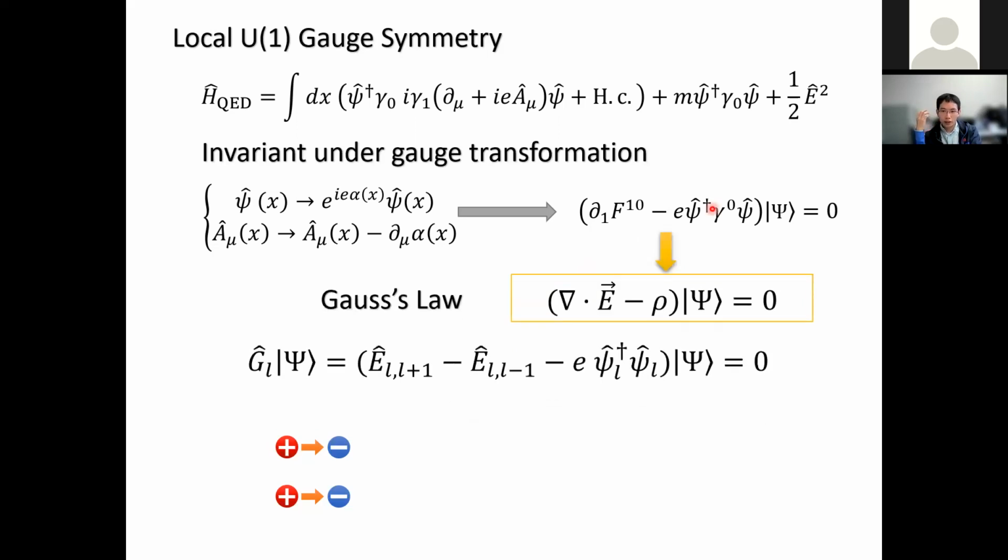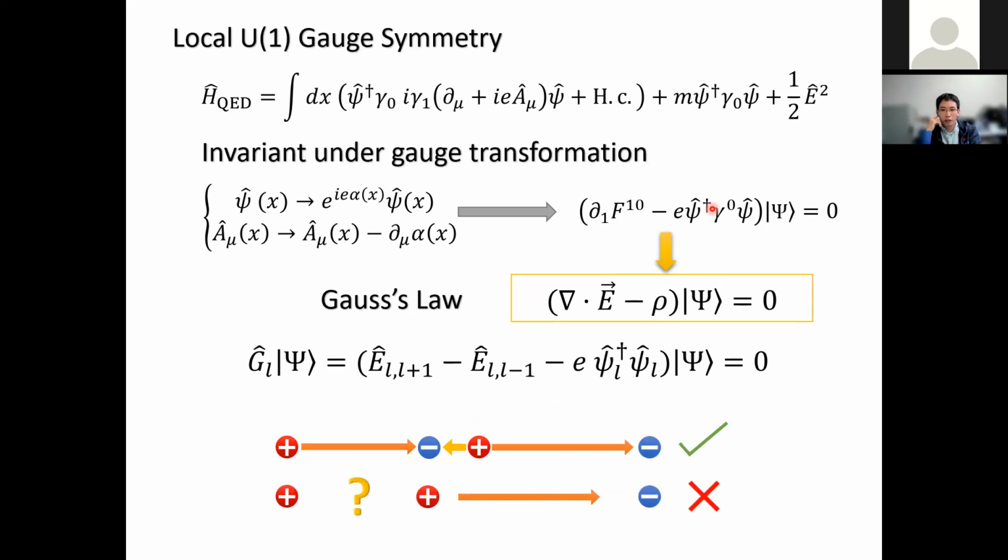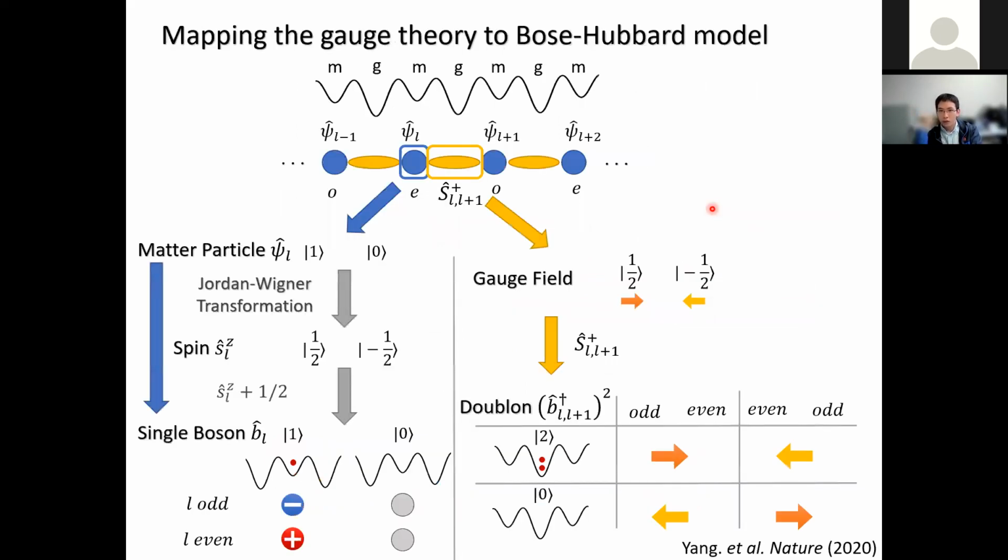And it tells you that the electric field must start at a positive charge and end at a negative one. So for example, if you have this process, it will be allowed by Gauss's law. However, if you have an electron move to the right and a single positron bumps out, then this will not be allowed.